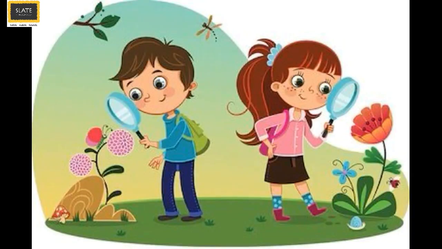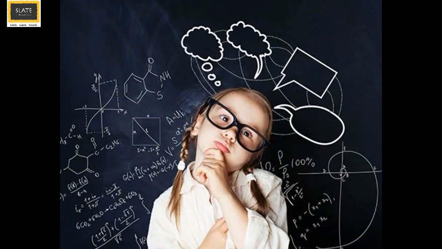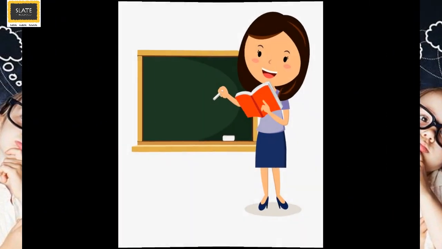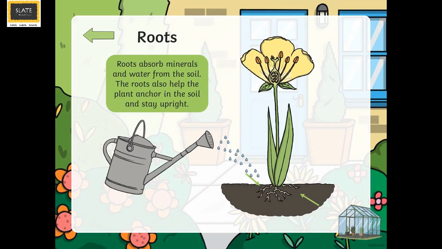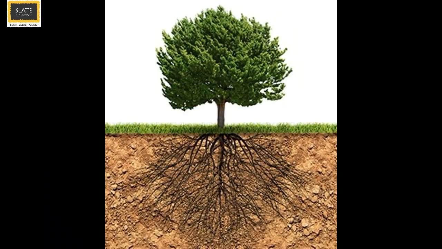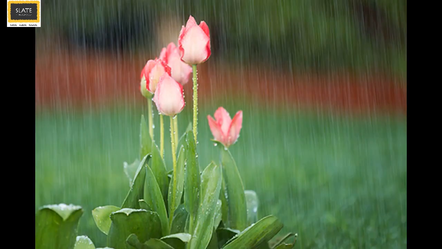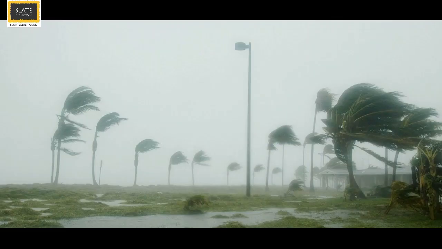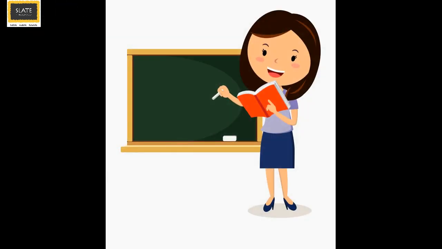Now slaters, you all must have observed plants. But have you ever thought that what makes the entire plant stay upright or straight in its position? Yes, you all are right. The roots help the plant to stay upright. It is like an anchor of a ship. Just the way an anchor holds the ship in one place, the roots keep the plant in its place. It holds the plant tightly even during heavy rains and strong wind.